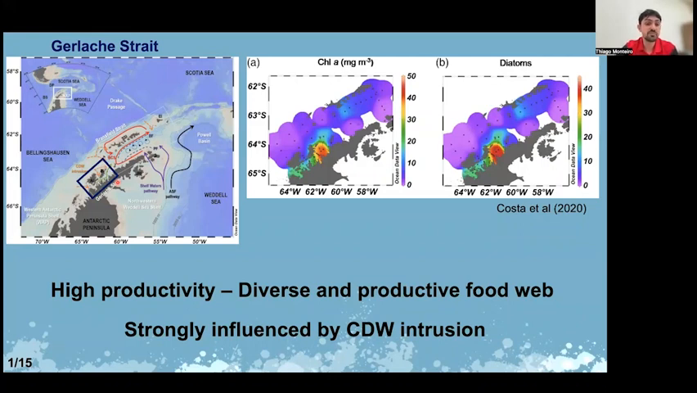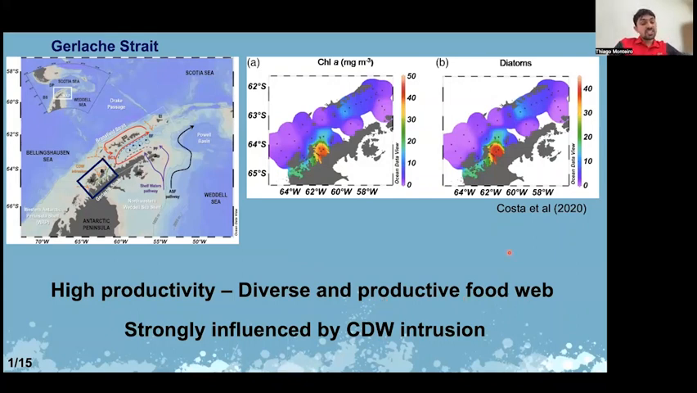And one of the reasons is because of the high chlorophyll A that has been recorded in this region. In several studies, such as this here, we can see the chlorophyll A in the figure on the top, where we can see high concentrations of chlorophyll A, in this case, as much as more than 40 milligrams per cubic meter. And this high chlorophyll A indicates the high productivity that underpins the high diversity and the high productivity food web in different levels.